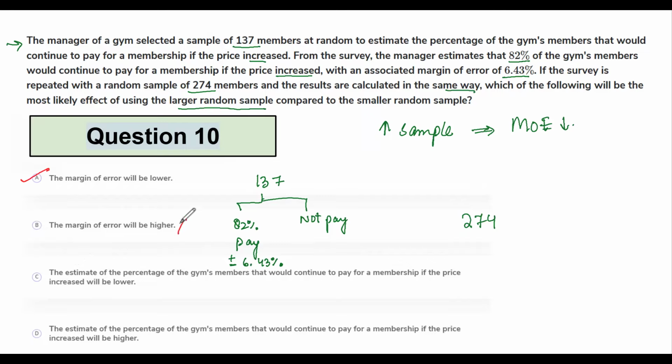Margin of error would increase? No. The estimated percentage of the gym's membership that would continue to pay if the prices increase will be lower? That also doesn't make sense. And the last option also doesn't make sense. So the first option is the clear-cut, correct answer. Next question.